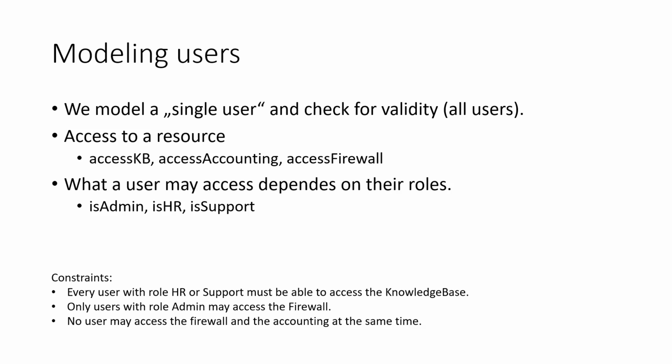And now let's have, a user with role HR or support must be able to access the knowledge base. Now that's a bit easier because we don't have this every user in there anymore. And we know how to express the role HR or support, right? So how do we express that the user has the role HR? We have some Boolean variable for this, right? Is HR, exactly. And how do we say that a user has the role support? Is support. And how do you say or? Or.